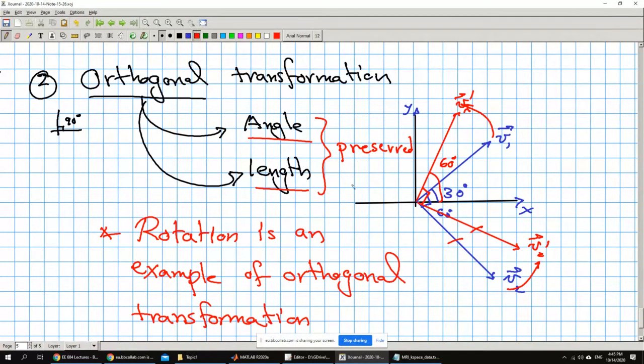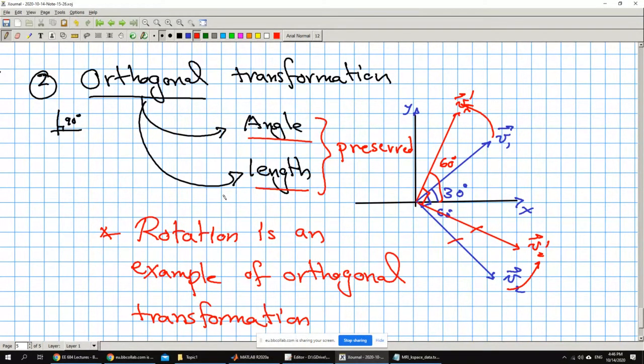Okay, so any transformation that would preserve the angle and the length would be called an orthogonal transformation. The Fourier transformation is like that, meaning that if I compute the Fourier transformation of a particular signal and compute it for another signal, the relationship between the two signals in the time domain will remain the same as the relationship in the frequency domain.